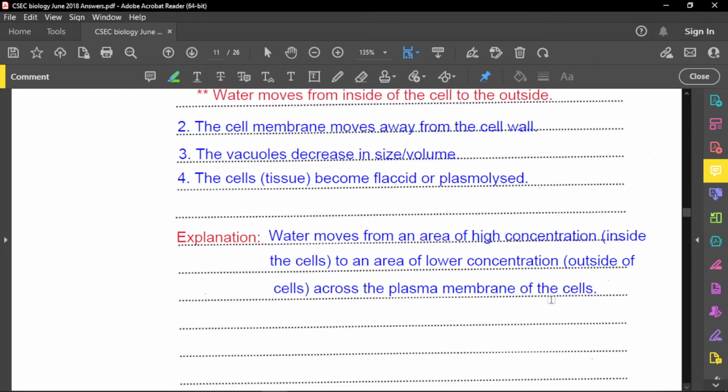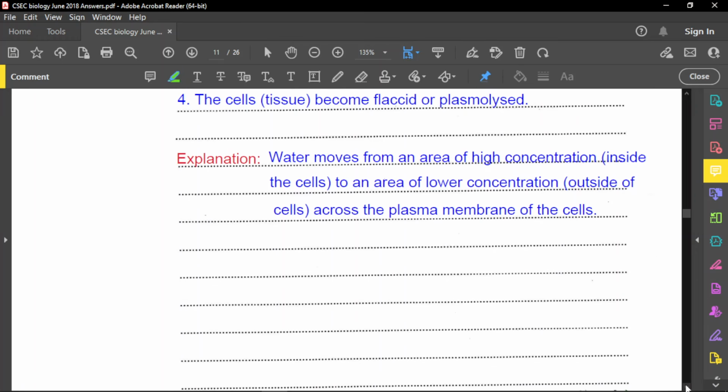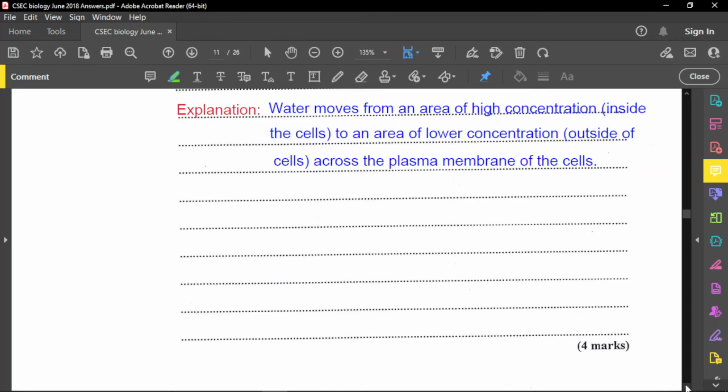So the explanation is that water moves from an area of high concentration, which is inside of a cell, to an area of lower concentration, which is outside of a cell, across the plasma membrane of the cells. That is just describing osmosis, because osmosis is the reason for this to take place. And the point to note is that the solution there is hypertonic.